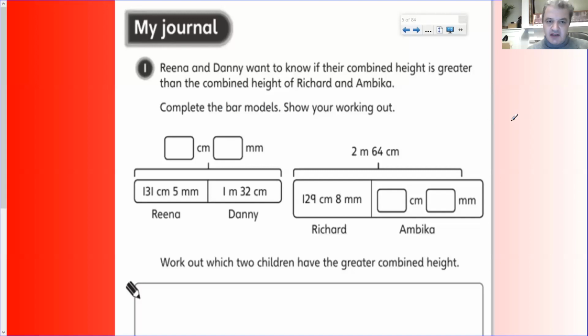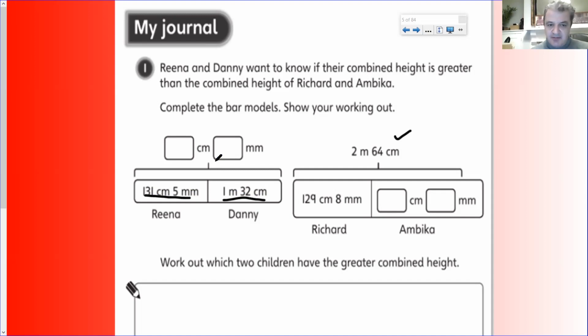Okay, so we've got 2 characters, Rena and Danny, who want to know if their combined height is greater than the combined height of Richard and Ambika. We've got the combined height of Richard and Ambika there. Now we need to use our bar model to get the combined height of Rena and Danny. Combined means together, so it's an adding question. So we need to add this and this. What do we have to do before we add Danny's measurements and Rena's measurements?